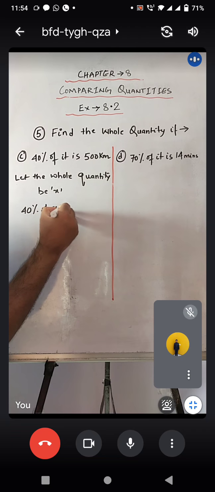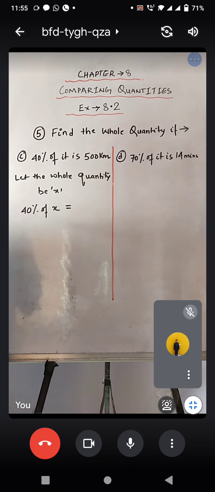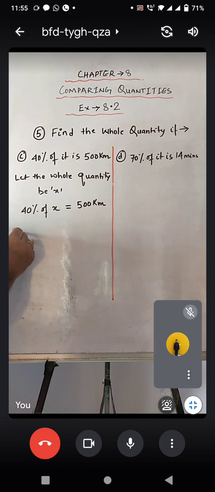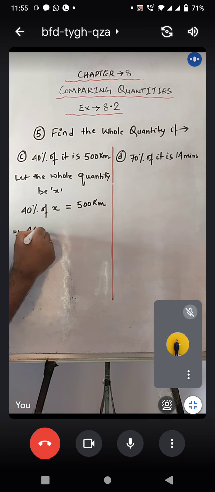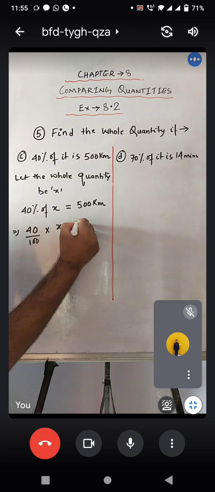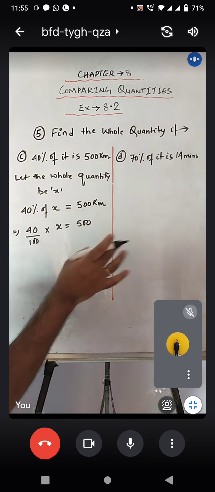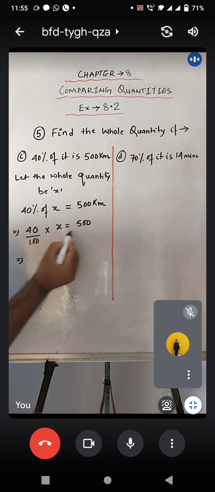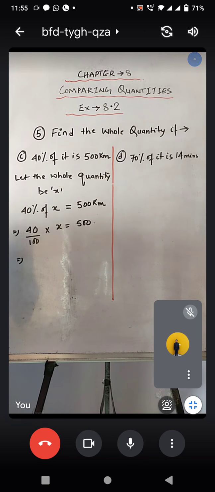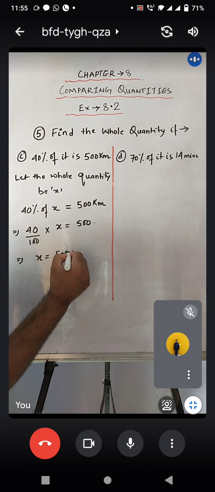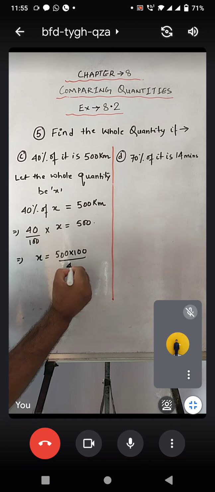So the next line what we will write? 40% of x, in place of is we will write equals to sign, 500 kilometer. Now in place of 40% we will write 40 by 100, in place of of we will write into, x is equal to 500. Now no need of writing kilometer. Now to get the value of x we have to transpose 100 and 40 towards the right hand side. So we'll do the cross multiplication. So x is equal to 500 into 100 by 40.